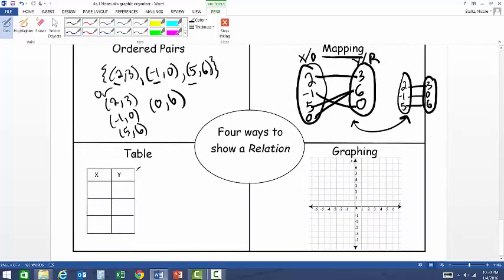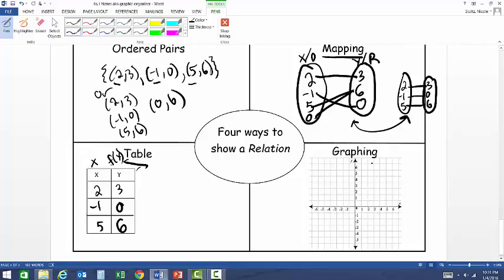You can show a relation by making a table. So you can put all your X coordinates in the table, and then you put their matches in the Y side. So you'll always see X or Y, or sometimes you'll see X and then F parenthesis X. We can switch them on and off if we want. And that's really it.